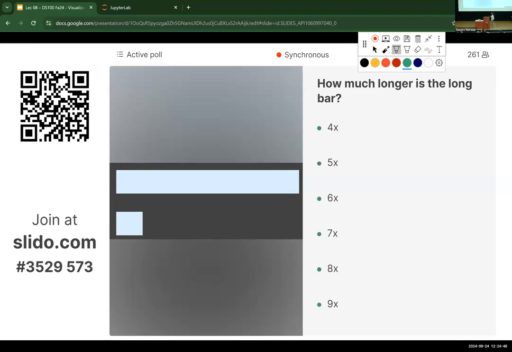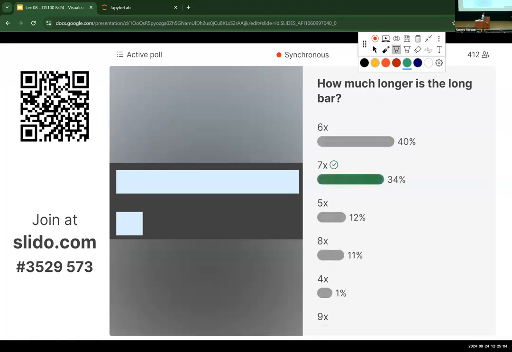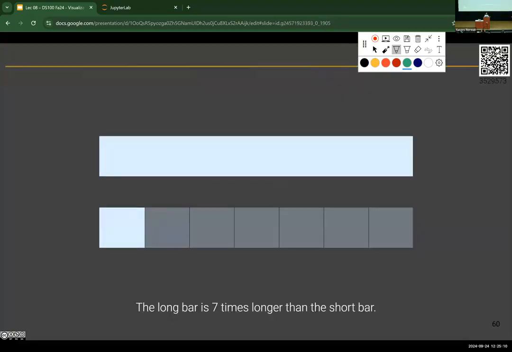Okay. Raise your hand if you think 4 times longer. 5, 6 times longer. Good. 7. Okay. 8. Do we have 8? Okay. The correct answer is 7. The longer bar is 7 times longer than the smaller bar.